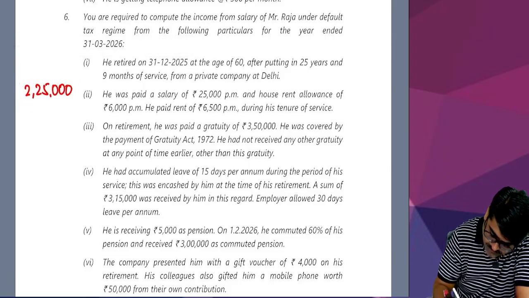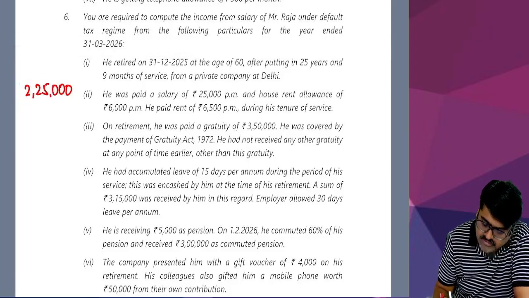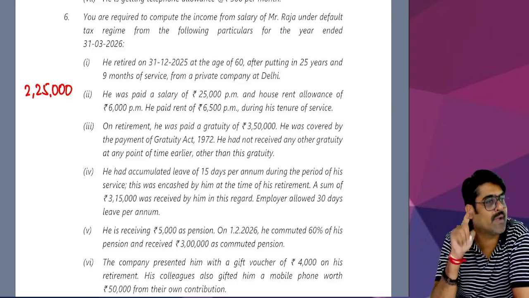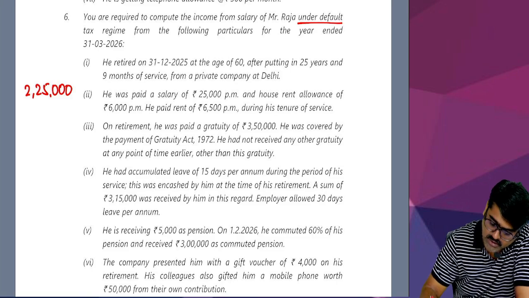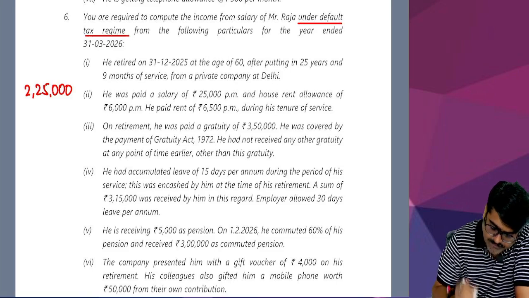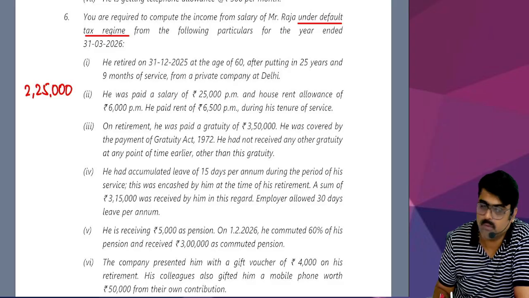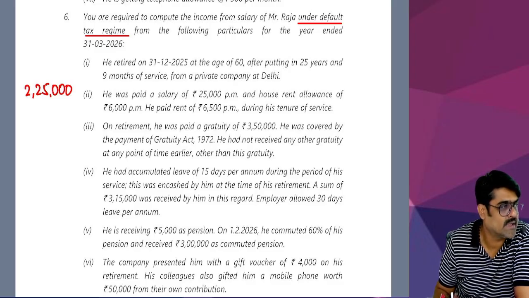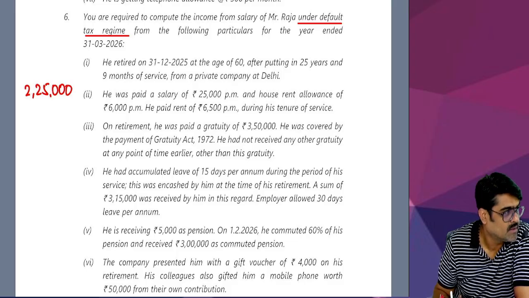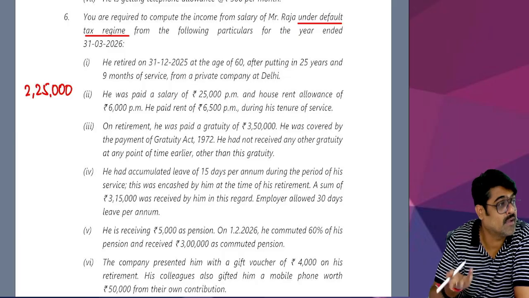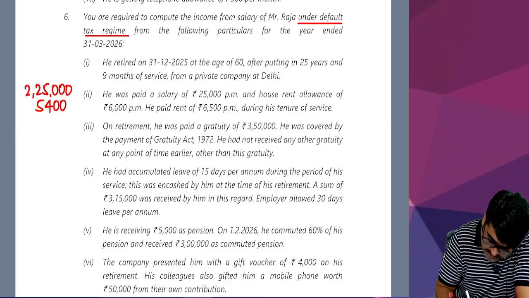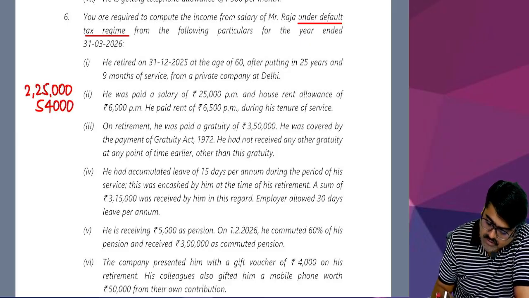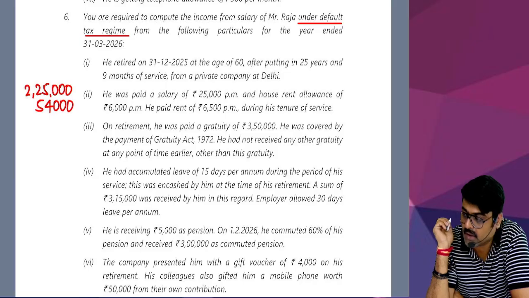Next one. Then he is getting a house rent allowance of 6,000 per month. Now if you will calculate the exemption for this, you are a mad person, because he is under default tax regime, and under the default tax regime you don't get any exemption for HRA. Entire HRA is taxable. So 6,000 into 9, because HRA also he will get till his retirement only, no? So 54,000 HRA will be fully taxable. Yes or no? He paid rent of 6,500 per month during his tenure of service.